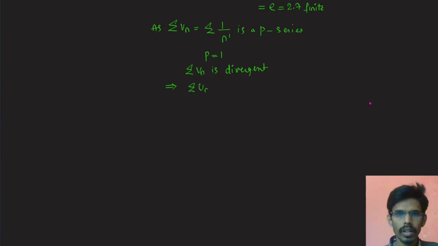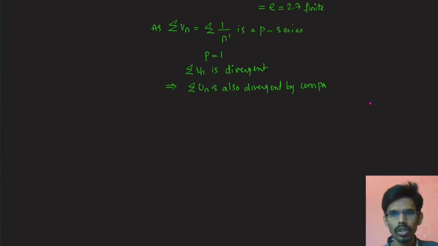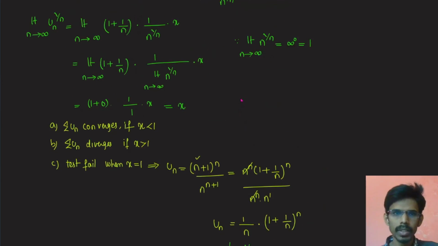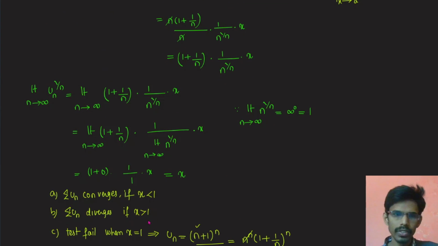Sigma Un is also divergent by the comparison test. The comparison test says that both converge or diverge together simultaneously. So Un is also divergent. Divergent means for x equal to 1 it is divergent.